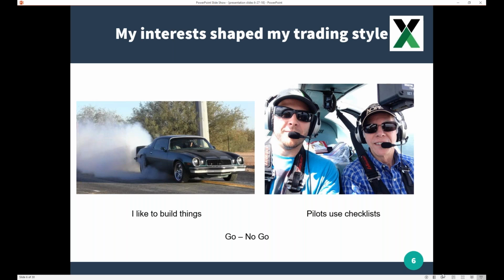On the right, my dad and I are both pilots. He was in the Air Force, I'm a private pilot. And I do this because pilots use checklists. So it's very important that even traders have a checklist. You need to know what your rules are. You need to know how you're going to get in a trade, how you're going to get out, and what a good trade is. And that also goes to the go, no-go situation. So you combine my very mechanical orientation with the checklist, and that's how I've determined my trading style. And I think that it works for a lot of other people.